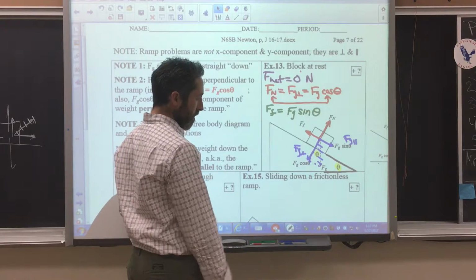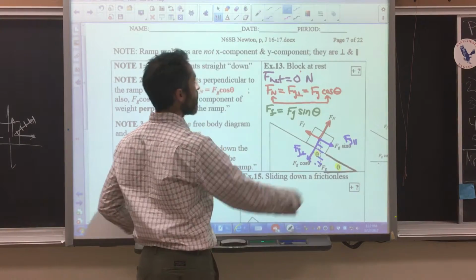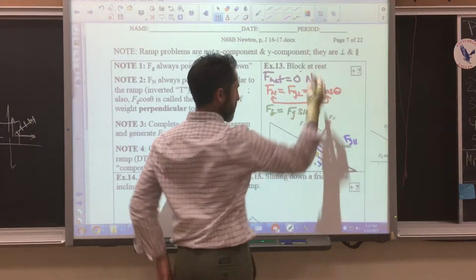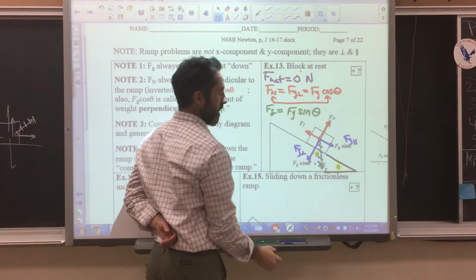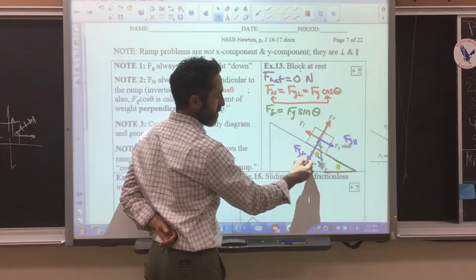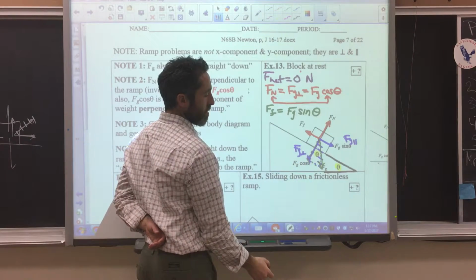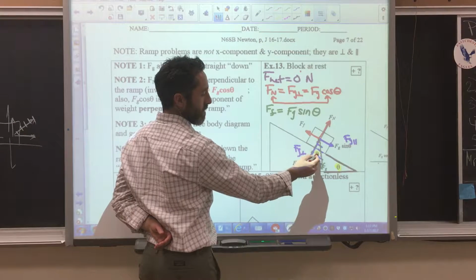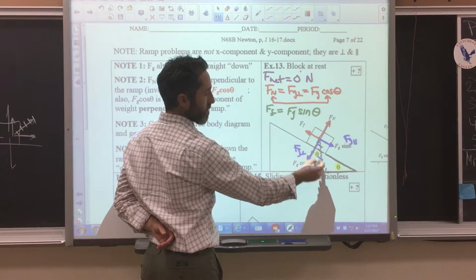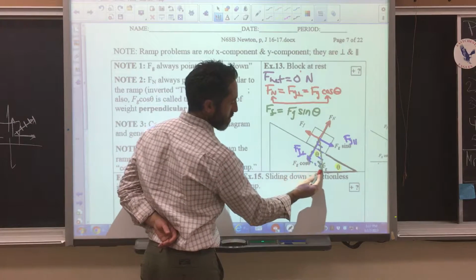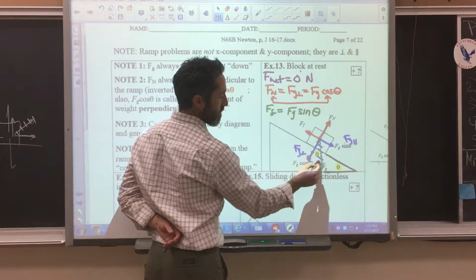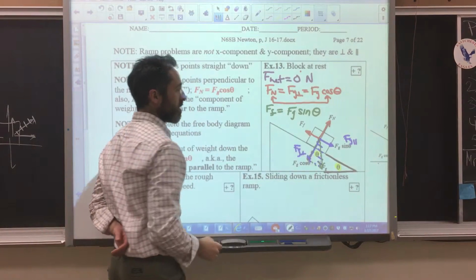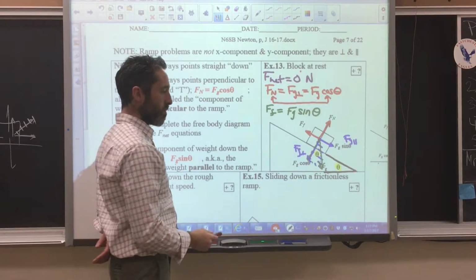Anyway, where is this cosine and sine coming from? They're actually coming from your SOHCAHTOA. Fg is the hypotenuse of this right triangle. The perpendicular component is adjacent to the angle, and so adjacent and hypotenuse, you get your cosine. This parallel component is opposite the angle, opposite and hypotenuse, you get your sine. So that's where those actually come from.